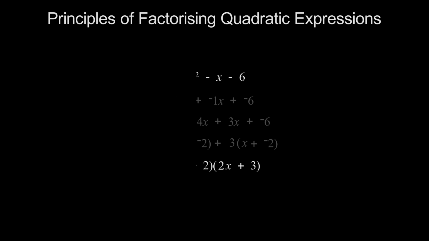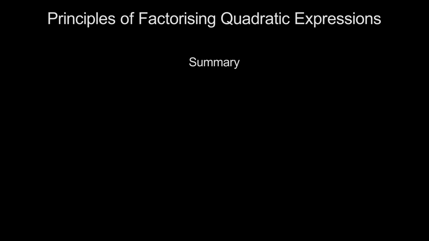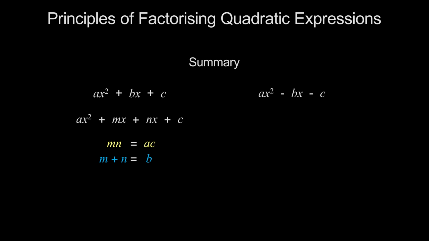In summary then, to factorise a quadratic expression of the form ax² + bx + c, partition the term in x into two terms whose coefficients are such that their product is the product of a and c, and sum to b. When a term is subtracted, replace it with the addition of its negative.